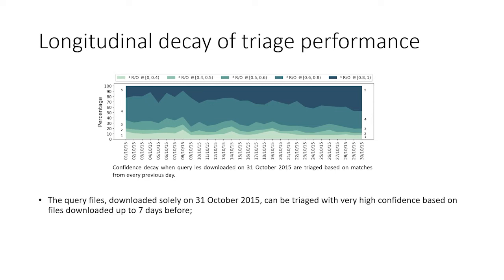We also recommend that the confidence with which a query and the match file are paired by malware family is evaluated based on the following confidence levels. So a high confidence level if the RO score is in between 0.6 and 1, or we cannot tell whether or not they share the same mother family if the RO score is lower than 0.6.